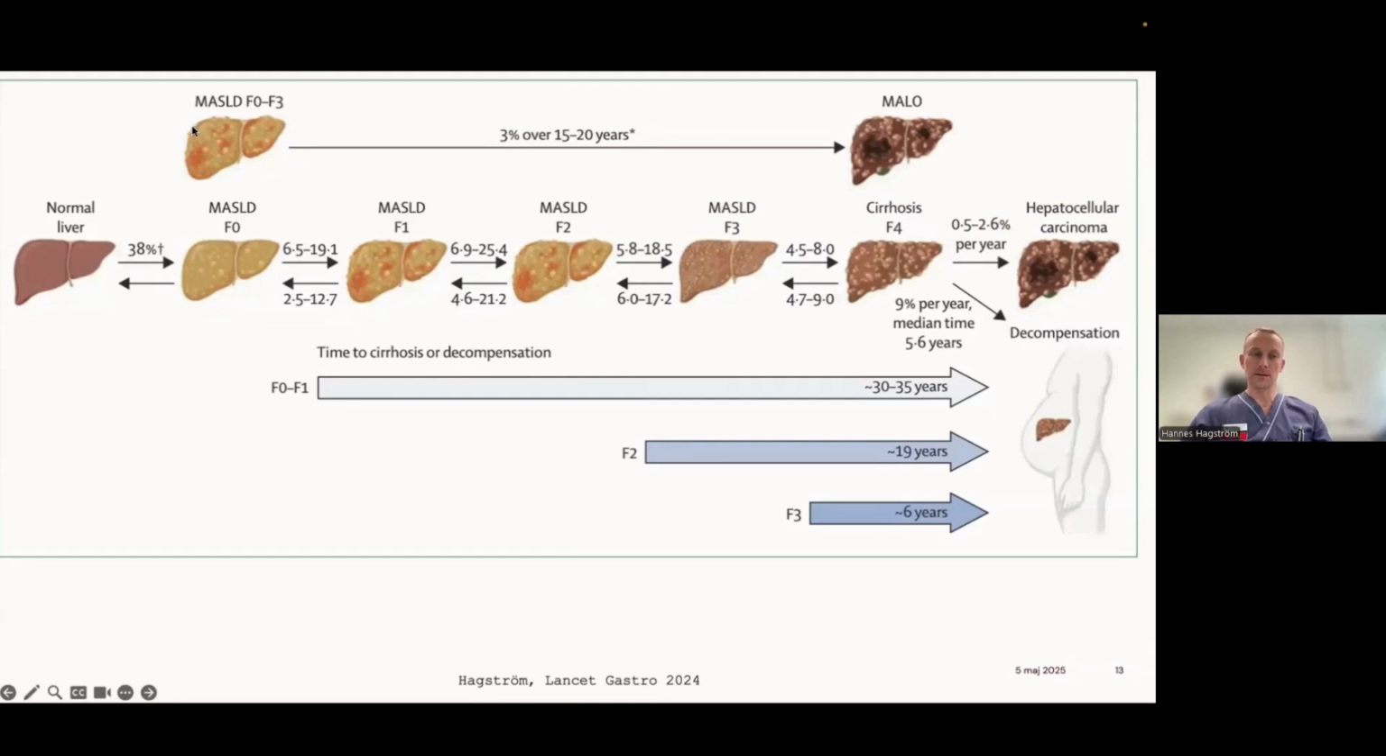But you can estimate that in the MASLD population, around 3% will develop major adverse liver outcomes within 15 to 20 years. And if you take the cirrhotic population, you can see that around 0.5 to 2.5% will develop hepatocellular carcinoma per year. And the rate of decompensation is also quite high, 9% per year, median time 5.6 years.